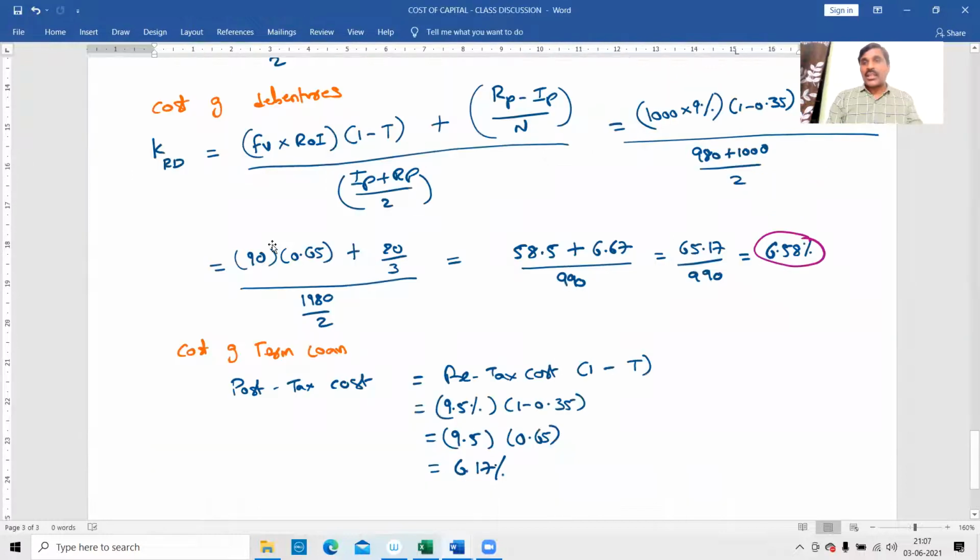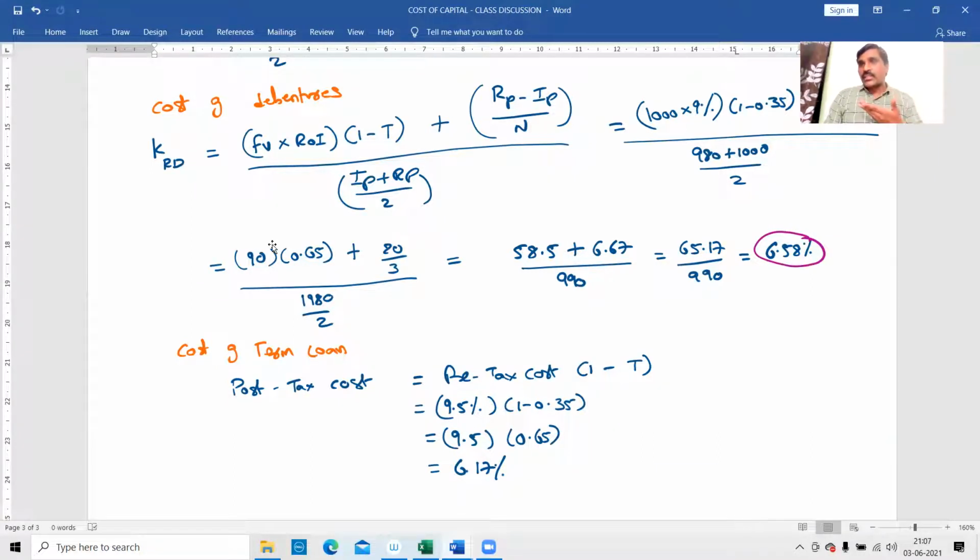But as a financial analyst, if you observe that debenture cost is 6.58, whereas term loan cost is 6.17. Therefore, always it is advisable to go to the bank. So when the banker gets delayed, when we want the funds immediately, then only it is advisable to go to the market for issue of debentures. Because getting a bank loan is not so easy.